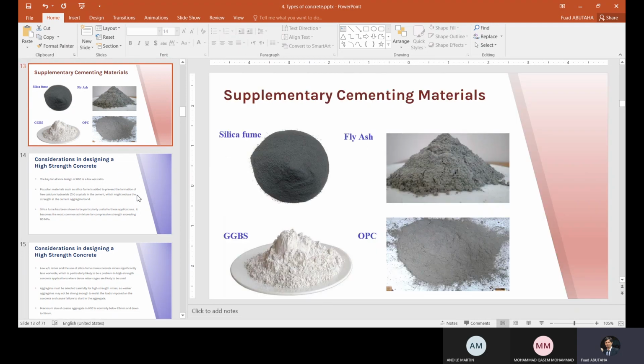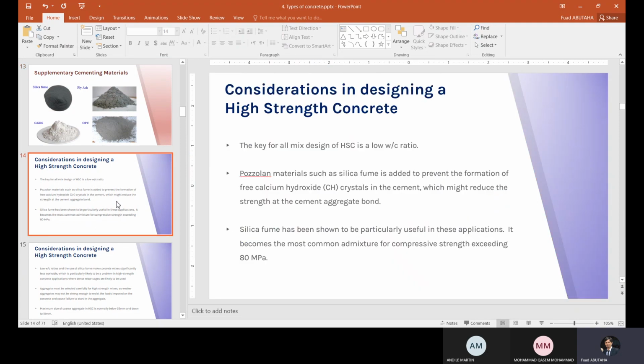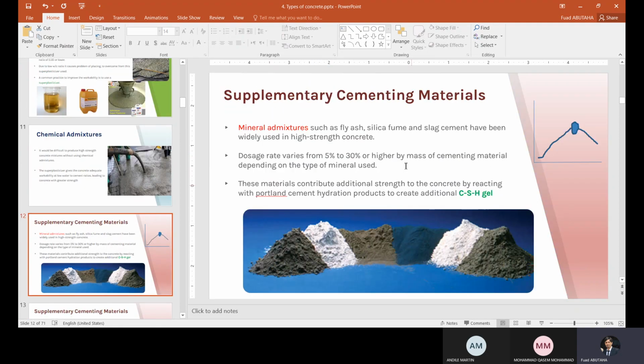This is the chemical admixtures. Oh sorry, the mineral admixtures here, how to use it? We use it as a cement replacement. We take part of the cement, by mass. So it's a cement replacement, not addition. We don't add extra mineral admixture as an extra material to the mix. We just replace the percentage.